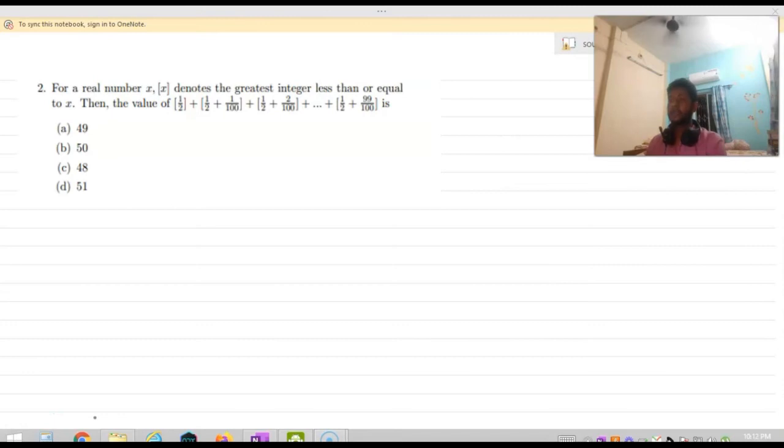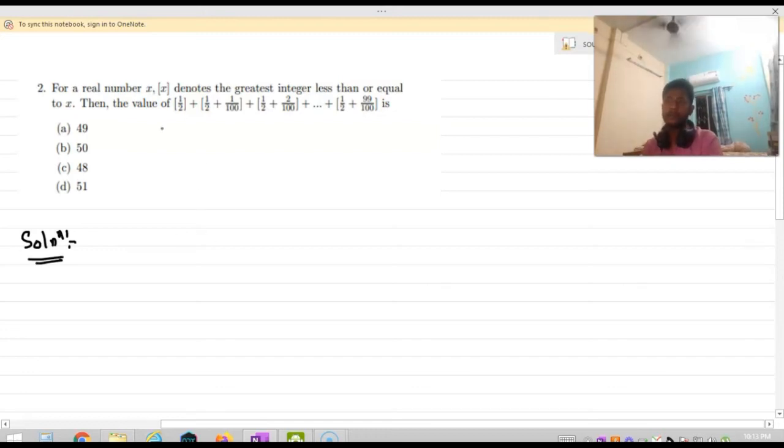Let's start question number 2, which says that for a real x, box x denotes the greatest integer less than or equal to x. Then the value of box of half plus 1 by 100, plus box of half plus 2 by 100, plus dot dot, plus box of half plus 99 by 100 is equal to. So we have to find the value of this expression. Let us start the solution.